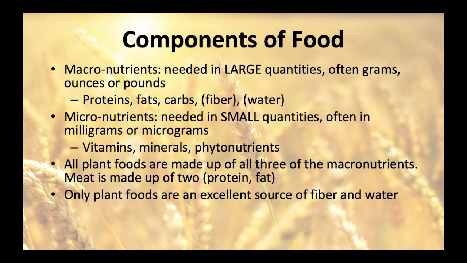Micronutrients are needed in small quantities, often in milligrams or micrograms. Those are things like vitamins, minerals, and phytonutrients, or protective plant compounds that reduce our risk for chronic illness. Now, all plant foods have all three macronutrients, but meat only has two, protein and fat. There are no carbohydrates in meat. Dairy does have carbohydrates in the form of lactose sugar. And as mentioned above, fiber and water are found in large quantities in plant foods, but not so much in animal foods.